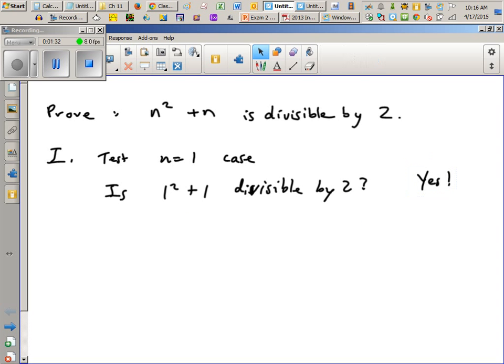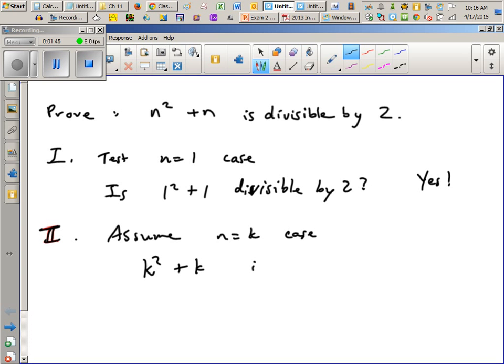So part 2 of an inductive proof is to do the n equals k assumption, right? So n equals k. Assume the n equals k case. So we're assuming that k squared plus k is divisible by 2. That's an assumption. By the way, there's a mathematical way to write that: 2 divides k squared plus k. This means k squared plus k is divisible by 2. So if you like symbols better, you can do that. So I'm just going to keep writing the sentence. Okay?